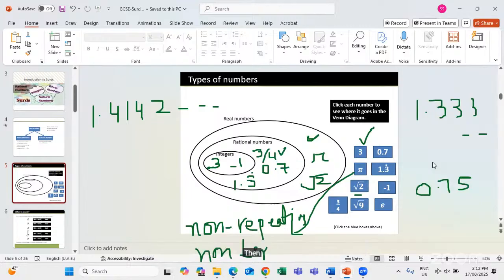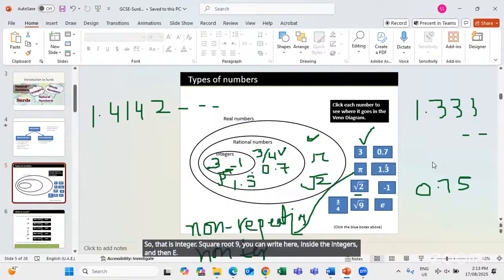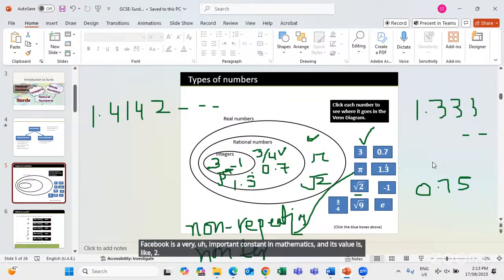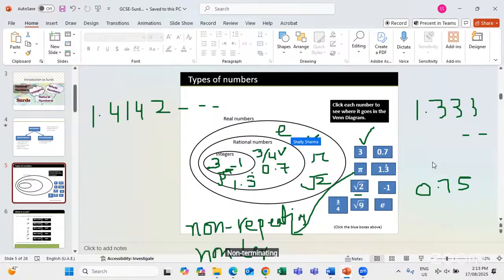Then we have square root 9. And if you use a calculator, square root 9 is basically 3. So that is an integer. Square root 9 you can write here inside the integers. And then e is a very important constant in mathematics, and its value is like 2.7 and so on, and it is again non-repeating, non-terminating, so e comes here.